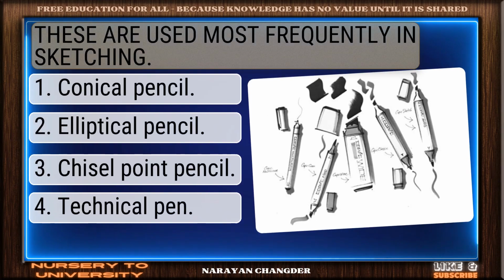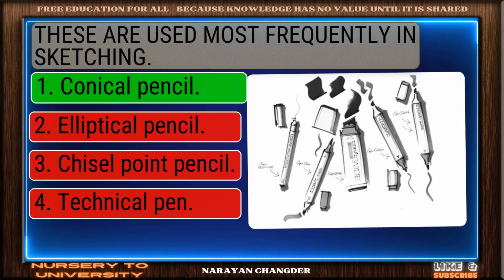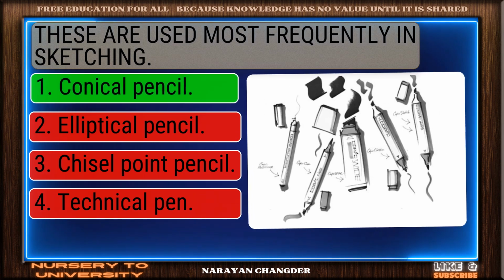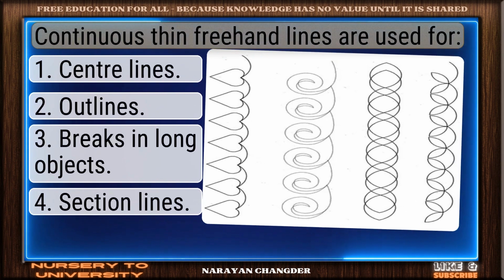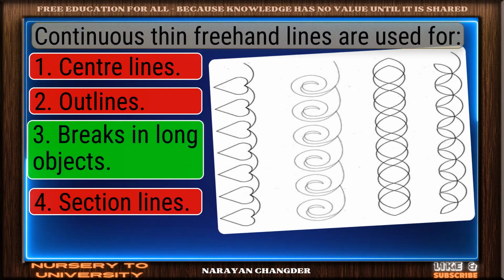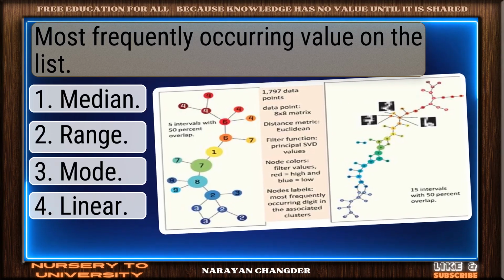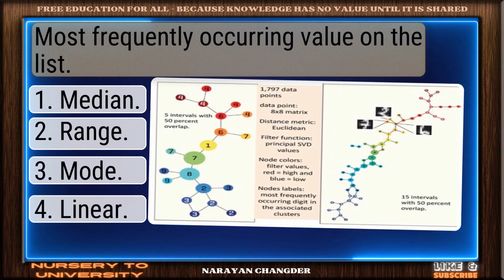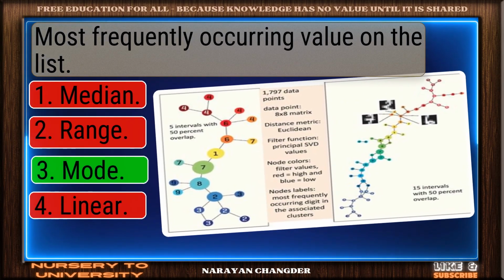These are used most frequently in sketching. Right again. Conical pencil is valid. Continuous thin freehand lines are used for. Well reasoned. Breaks in long objects is correct. Most frequently occurring value on the list. Great thinking. Mood is right.